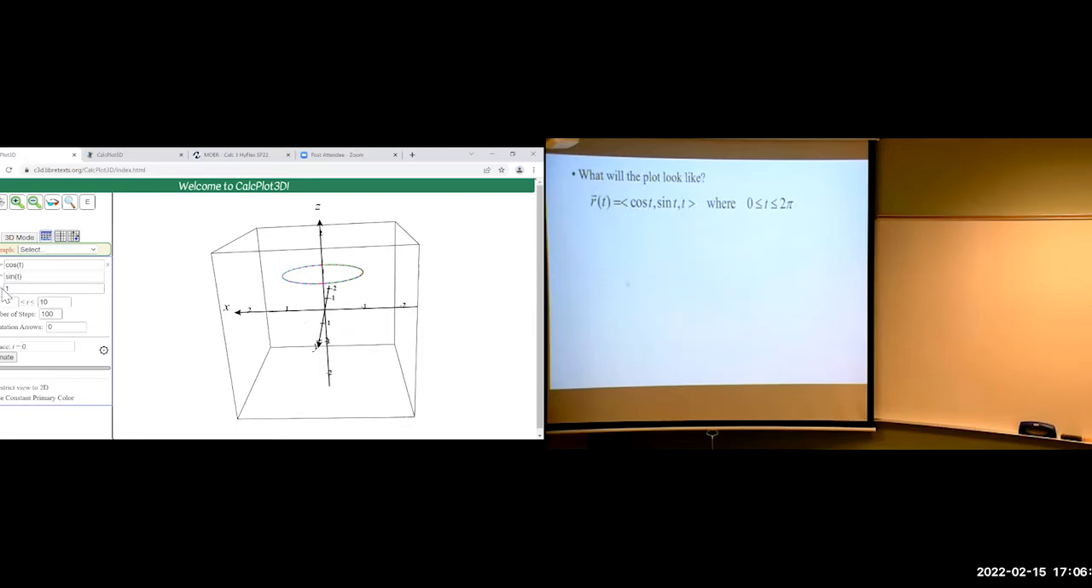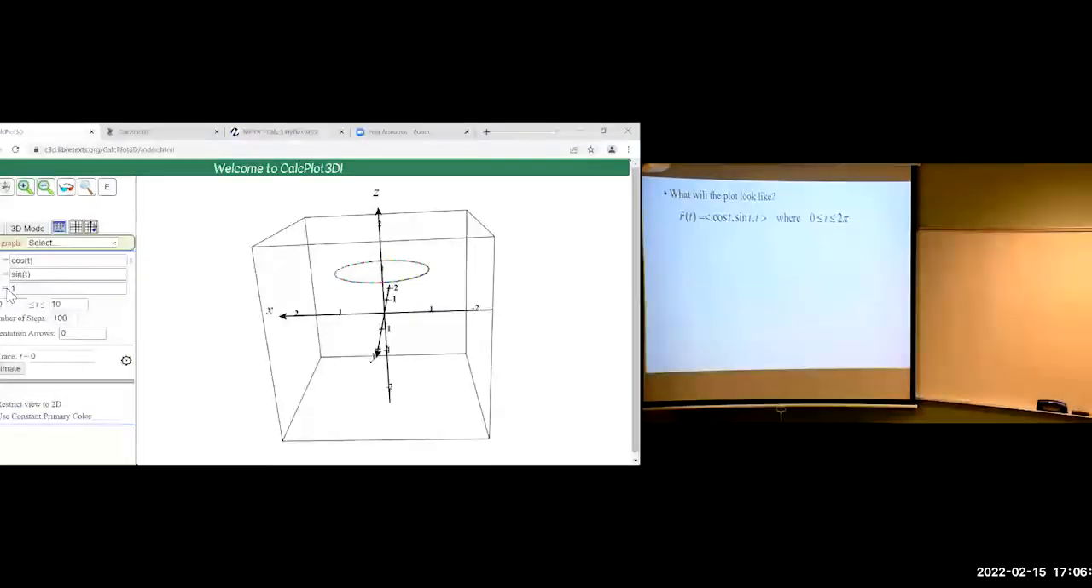What if we change the z component to t? Now the z component varies. And I see you guys doing it with your hands. Kind of like a spring, right? Or a helix. Yep. All right, let's see what we got. So we change that to t. And we get a helix.